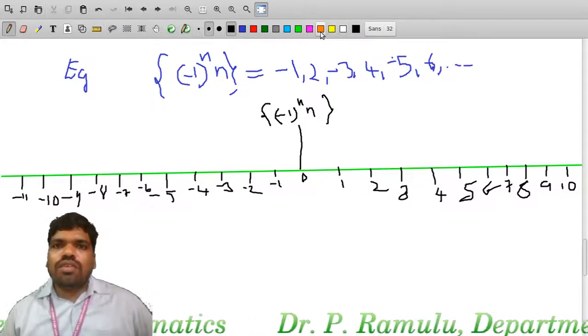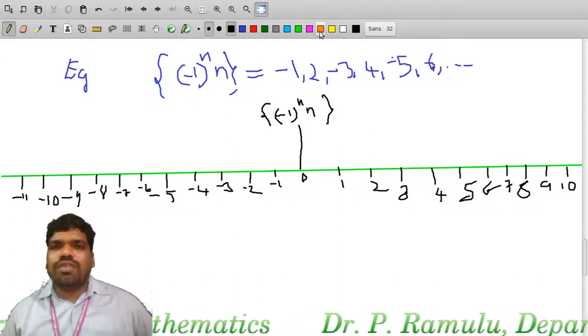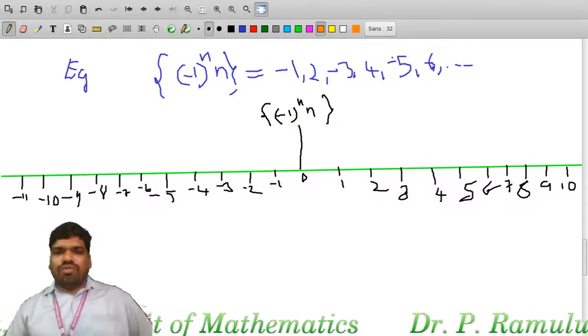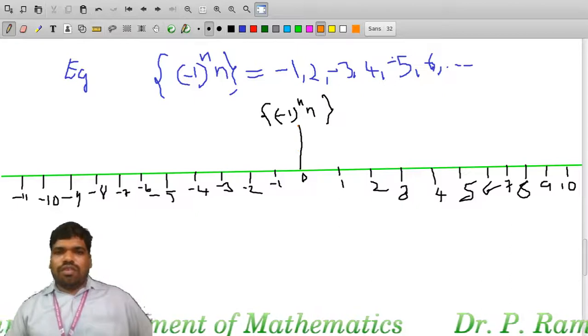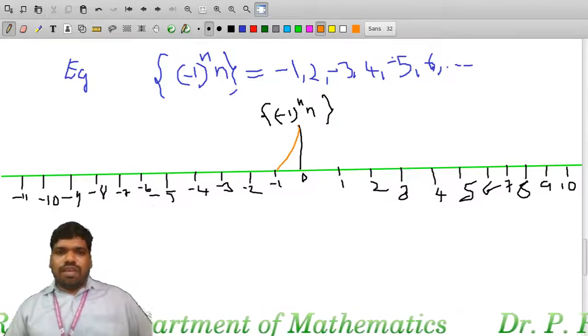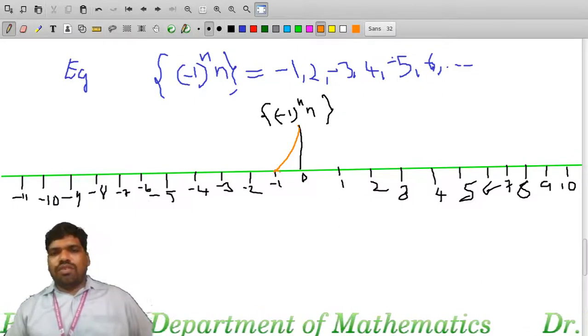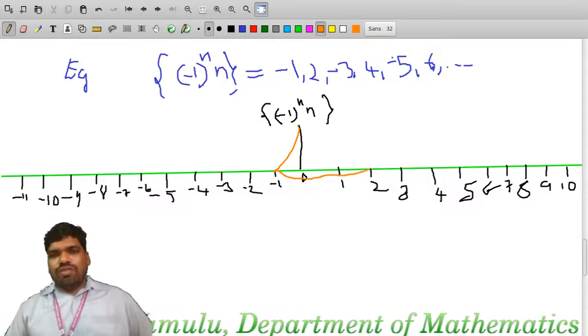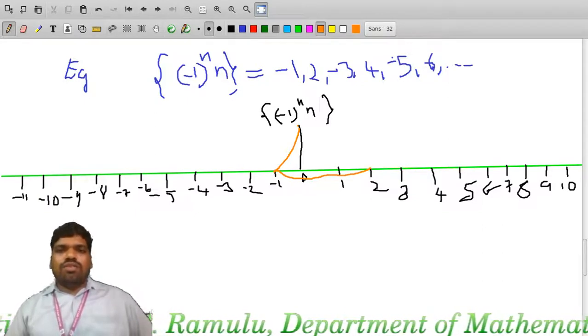So the terms of the sequence are: the first one goes to minus 1, next the second goes to 2, next goes to minus 3.